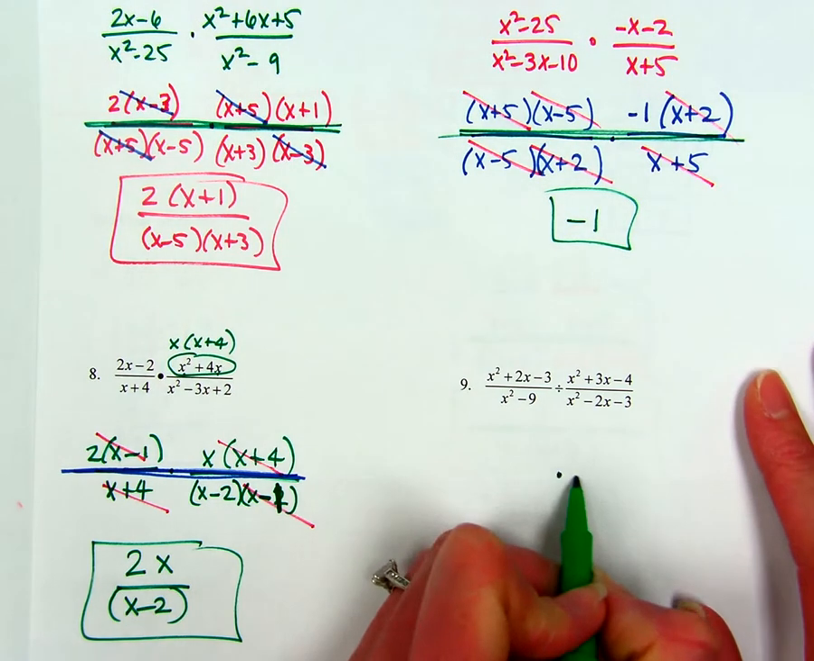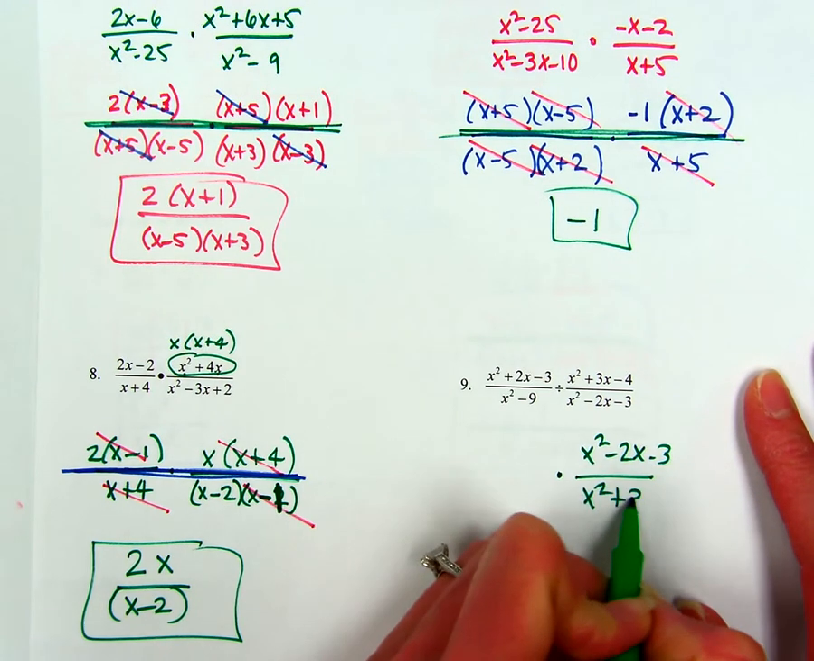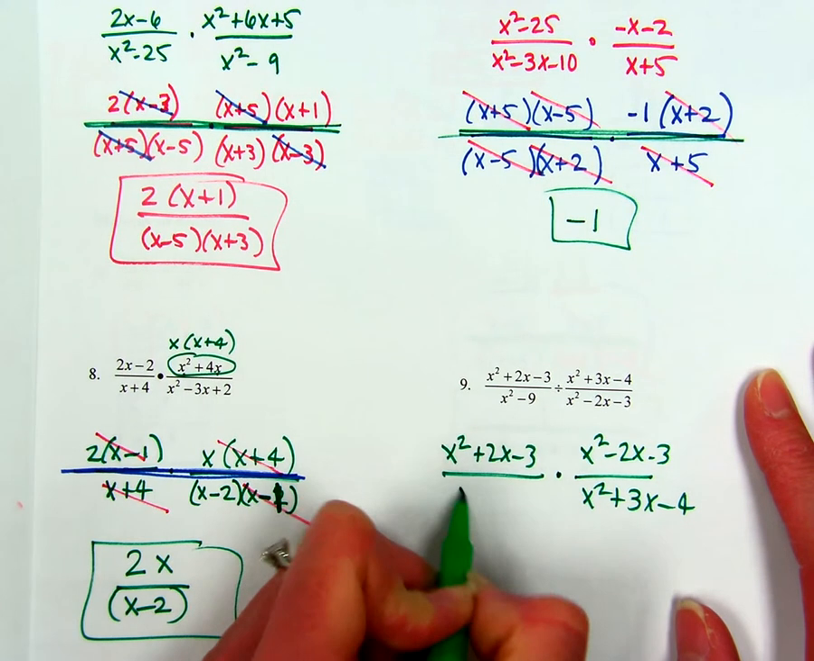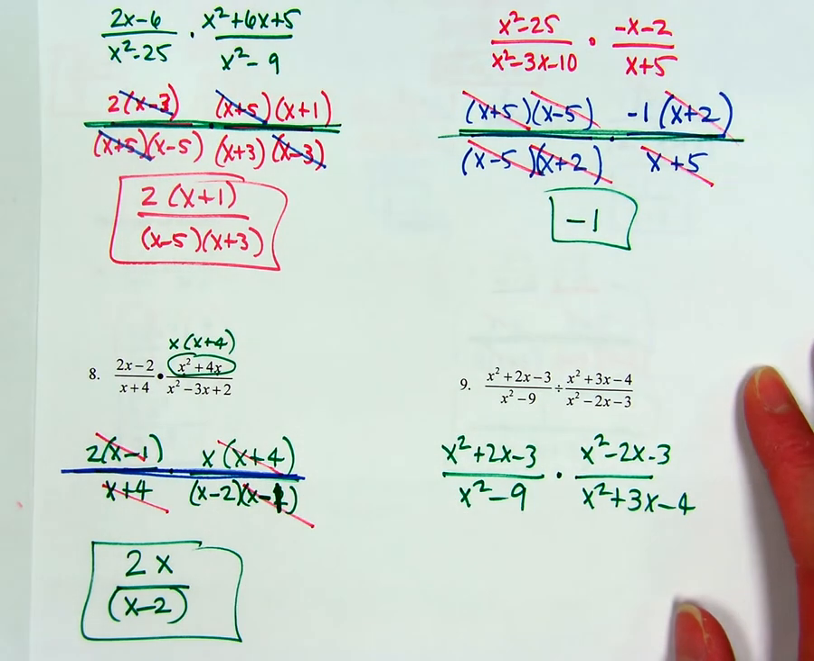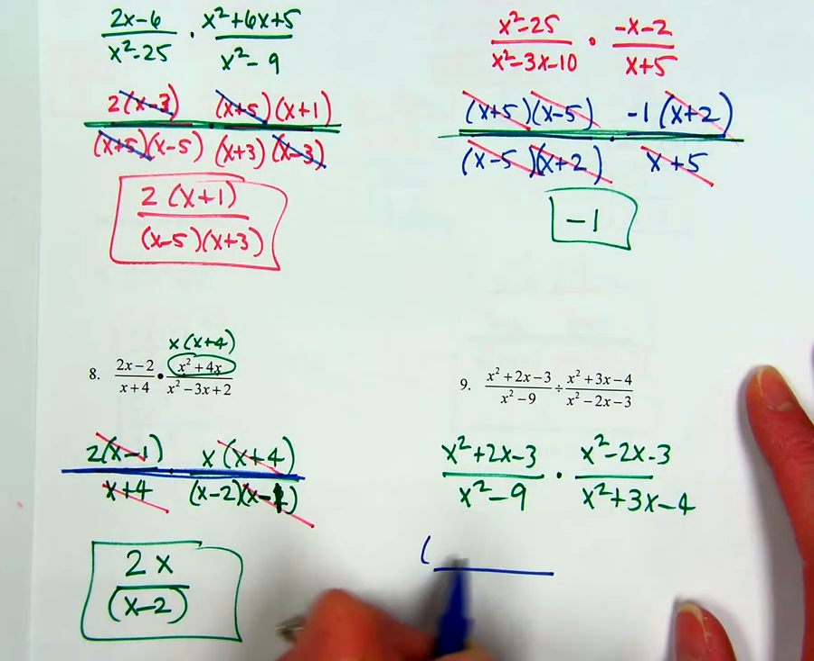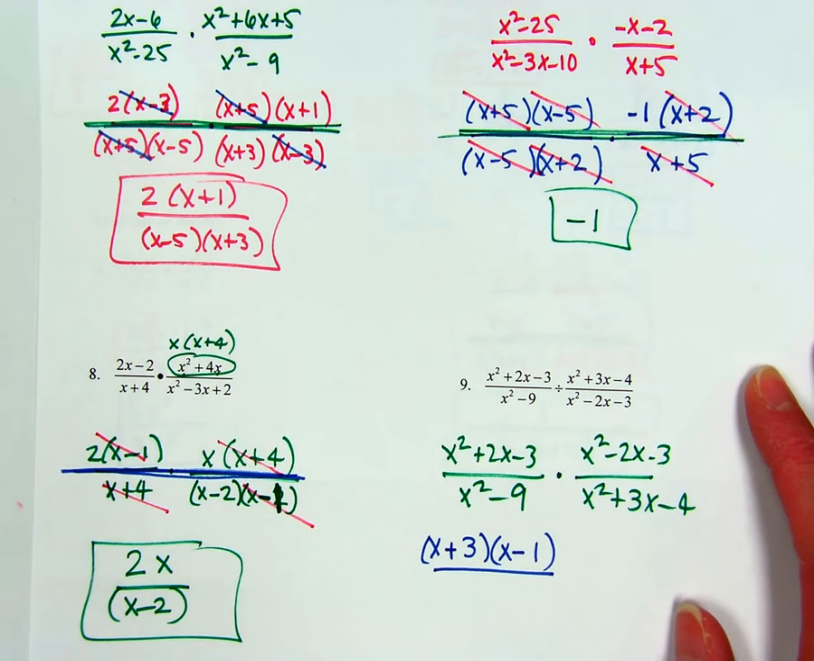Last problem. Change to multiply by the reciprocal. So make sure that you flip everything in the second fraction first. Don't change anything in the first fraction. Okay, then you're going to factor as much as you can. So this is what multiplies to -3 that adds to +2. So I want my +3 and -1.